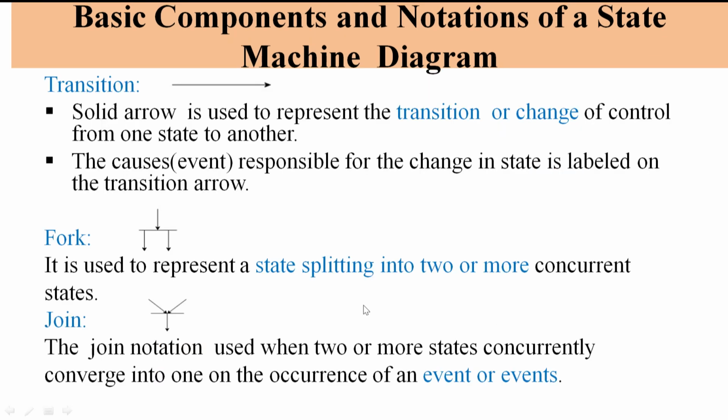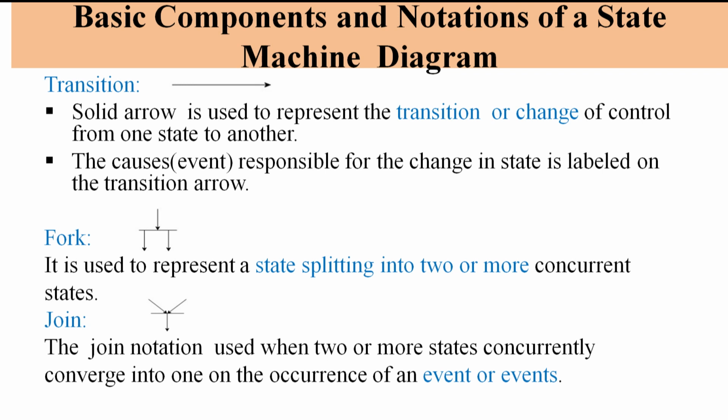And there are a few more things which are used. Transition. Transition shows a transition from one event to another event, and we show it through the arrow, and on top of the arrow we label the cause of transition. Fork and join are also used.